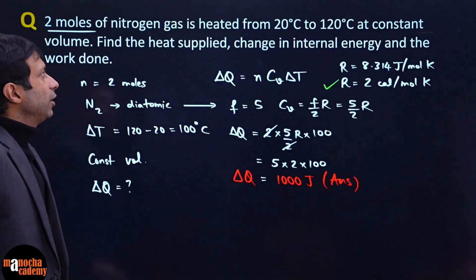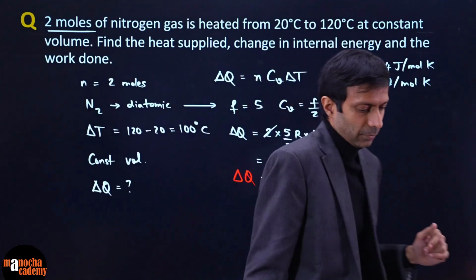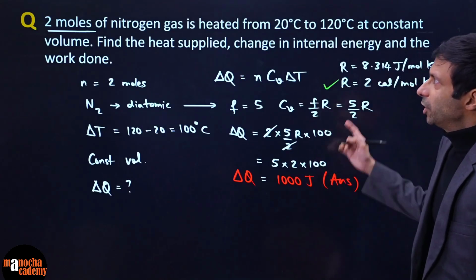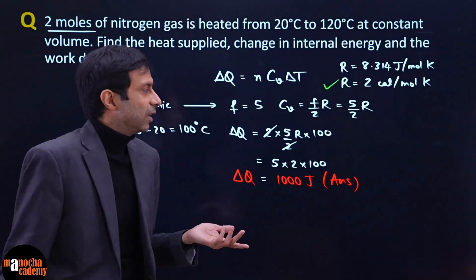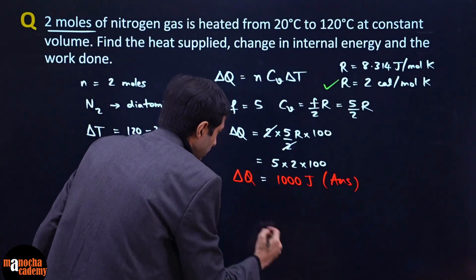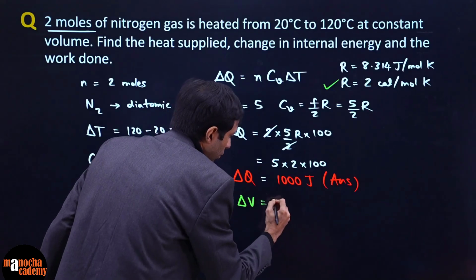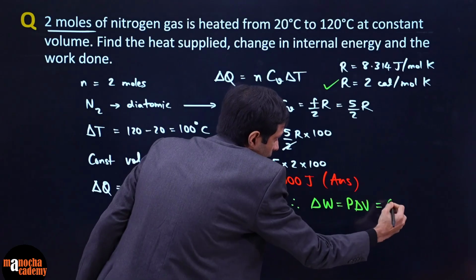Simple. Now can you guys tell me what will be the change in internal energy? Okay, or let me ask you the easier question. How much is the work done? What is the work done? Fast. See, it is at constant volume. If it is at constant volume, since delta V is 0, therefore simply work done is 0, P delta V. Finished.